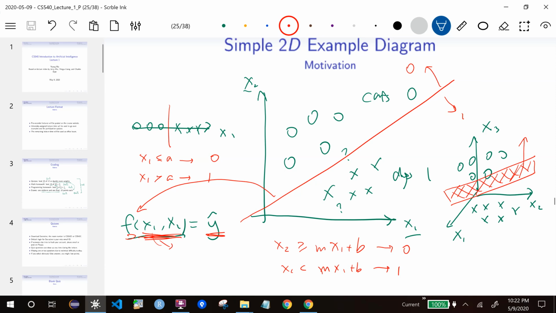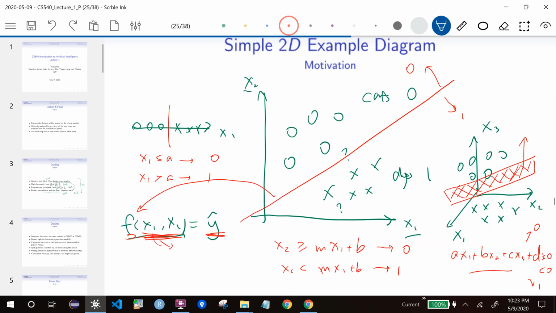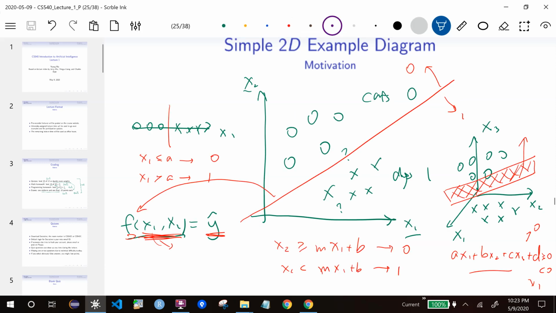Assuming you know the way to represent a plane, it's ax1 plus bx2 plus cx3 plus d, whether it's larger or smaller than 0. When it's larger, we'll classify it as 0. When it's smaller, we'll classify it as 1. These three look different, so it seems hard to generalize, but the three-dimensional version looks very clean, and it seems we can write these two the same way.